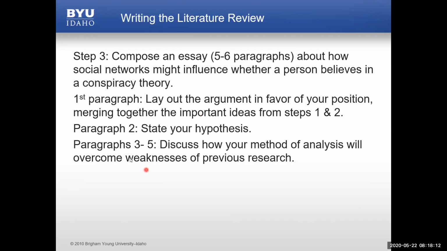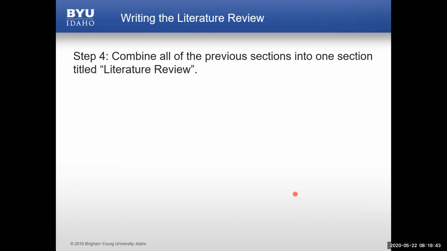Then in the last couple paragraphs, you discuss how your method of analysis is going to overcome those weaknesses from prior research. So you could say, I'm not going to use survey-based measures, I'm going to do all social media, or I'm going to do interviews, or observation, or an experiment where I make people's friends tell them they believe something that they don't really believe and see what happens, stuff like that. You can talk about how you're going to measure it in a way that's better than everybody else. You put all that stuff together and that's your literature review.